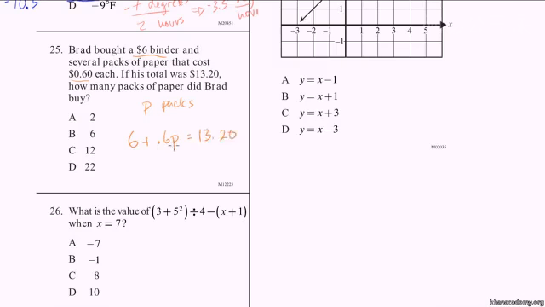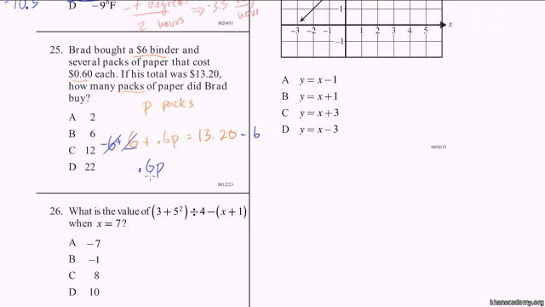$13.20. So we just have to solve for P. How many packs of paper did Brad buy? So if we subtract 6 from both sides of this equation, do it in blue. To subtract this 6 from both sides, you get 0.6p. Maybe I'll write it like this. Minus 6 plus there, and then minus 6 right there, just to show you I'm doing the same thing to both sides of this equation. This minus 6 and that positive 6 cancel out.